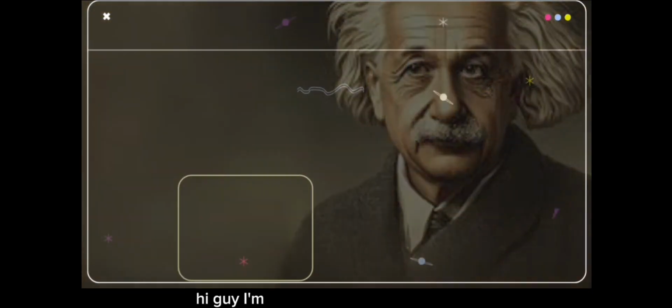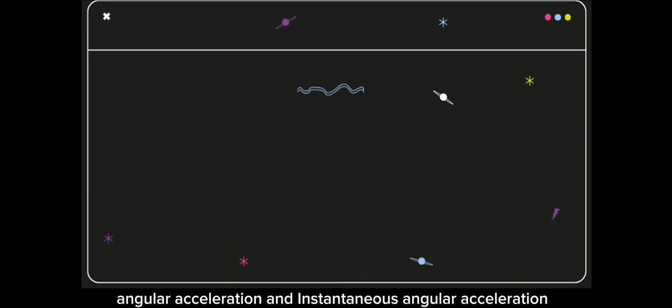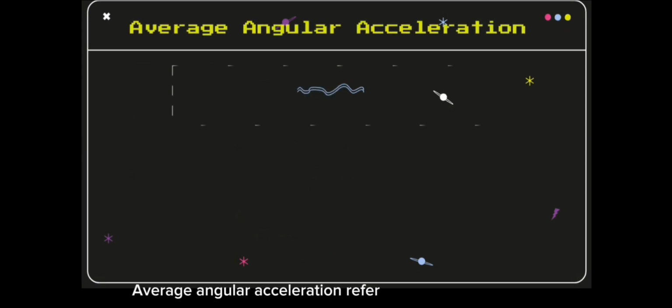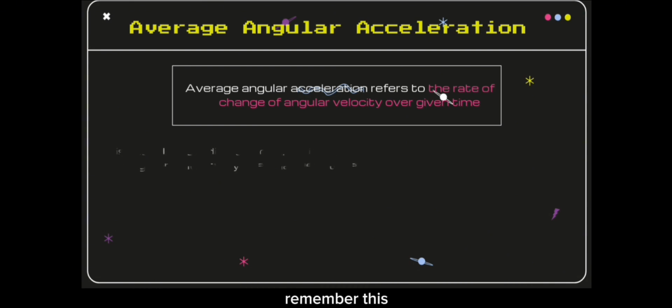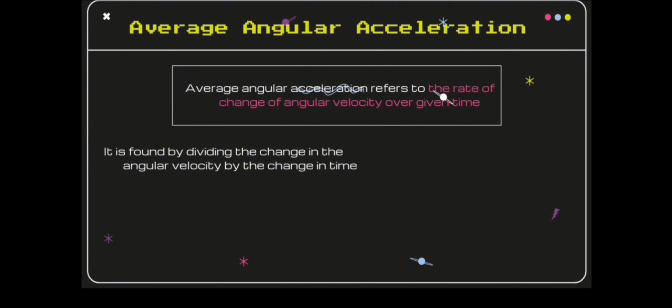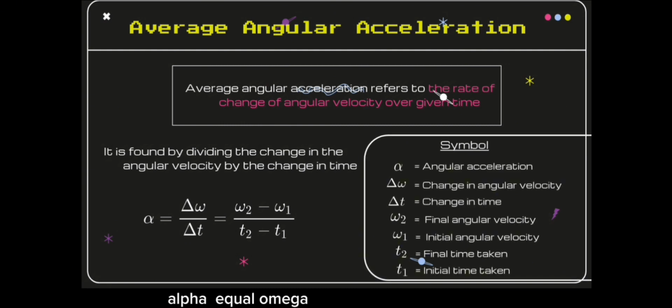Hi guys, I'm going to tell you about instantaneous angular acceleration. Angular acceleration refers to the rate of change of angular velocity over a given time. Remember this, over a given time. It is defined as the change in the angular velocity divided by the change in time. Its equation is alpha equals omega 2 minus omega 1 over t2 minus t1.